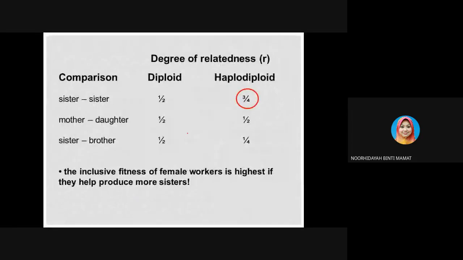So the inclusive fitness of female workers is higher if they can help produce more sisters, because the degree of relatedness is higher. Inclusive fitness is the relative reproductive success of a gene in an individual plus all the close relatives. This is why the workers' inclusive fitness is higher if they help produce more sisters.